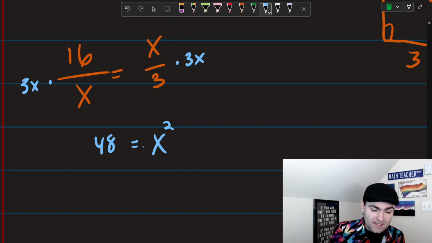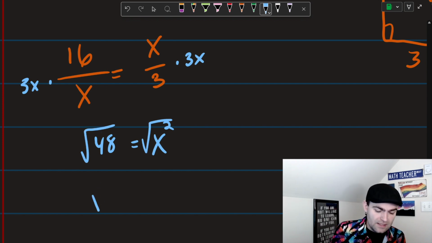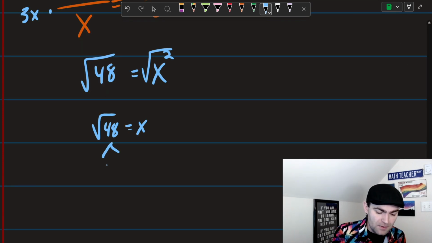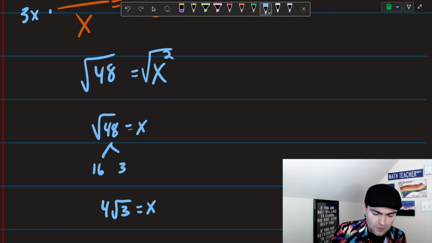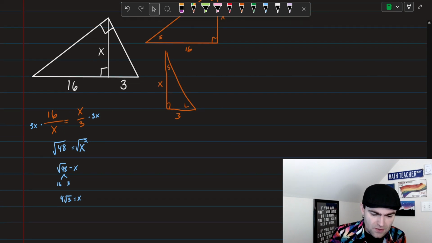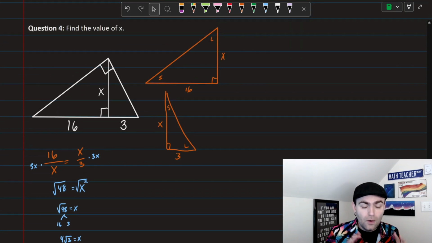We square root both sides. We get the square root of 48 is equal to x, and the square root of 48 can be simplified. 48 can be broken down into 16 and 3. The square root of 16 is 4, so we have 4 square root of 3 is equal to x, and that is our answer. So, hopefully not too bad.